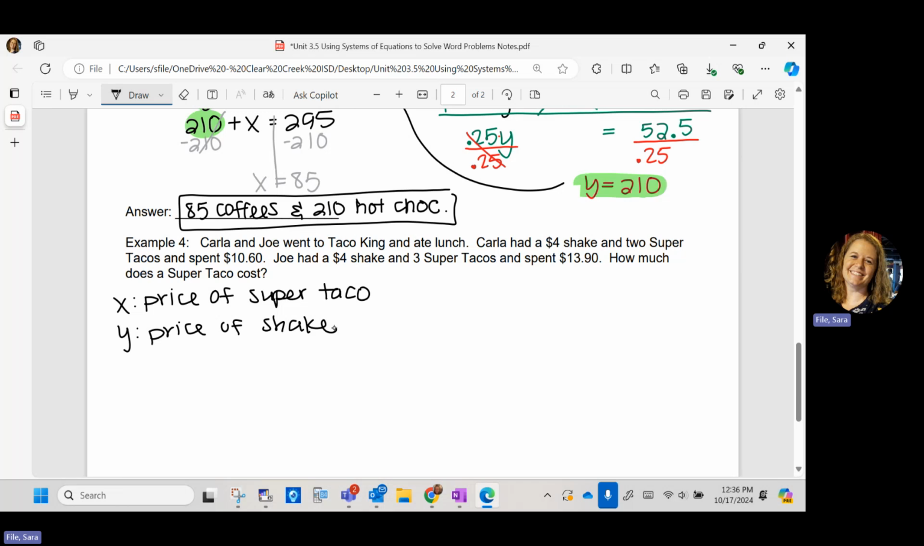So Carla had a $4 shake, so one shake and 2 tacos, and it cost her $10.60. Now, what I can change here, I already know the shake. The shake is $4. So I'm just going to go ahead and answer that part right there. So it's just 4 plus 2x.